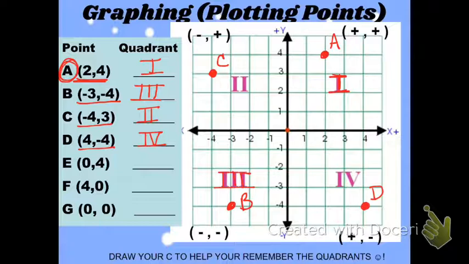Now the last 3 have special names, so we're going to talk about those. Letter E says we're going to go across to 0. That means we're not going to move, but then we're going to go up to 4. So in other words, we're going to start right here in the middle, and we're not going across to anywhere because it says 0. But we are going to go up to 4. This one has a special name. We say that instead of being in a quadrant, it is on the y-axis. So if it asks you what quadrant it's in, you put y-axis.